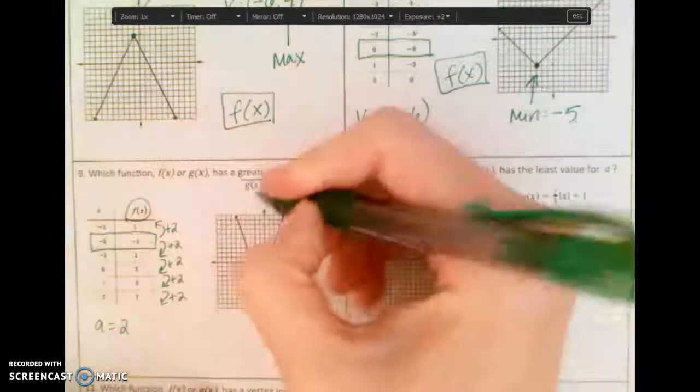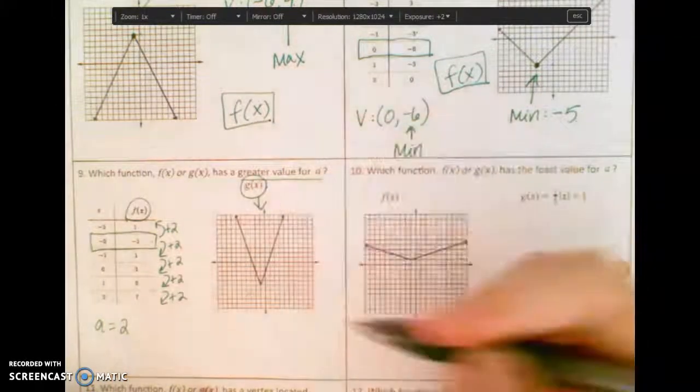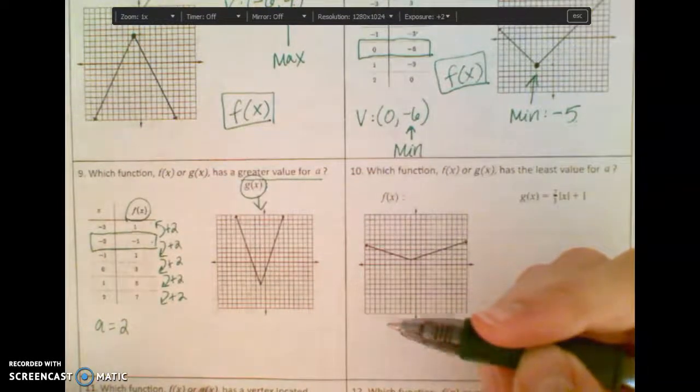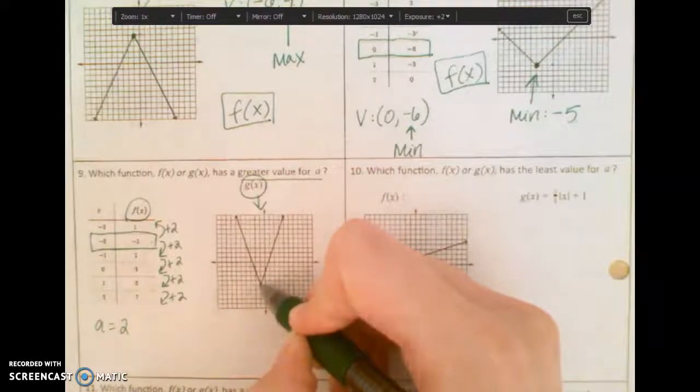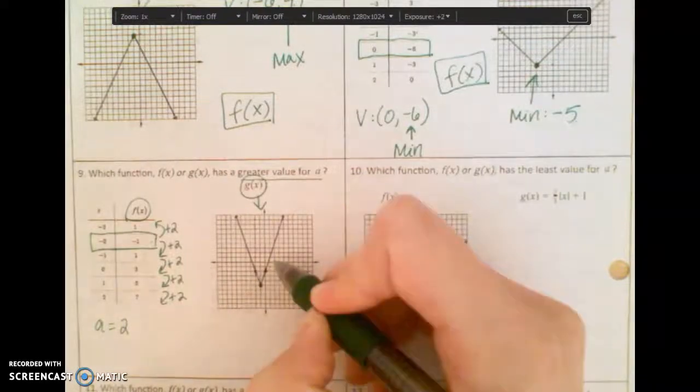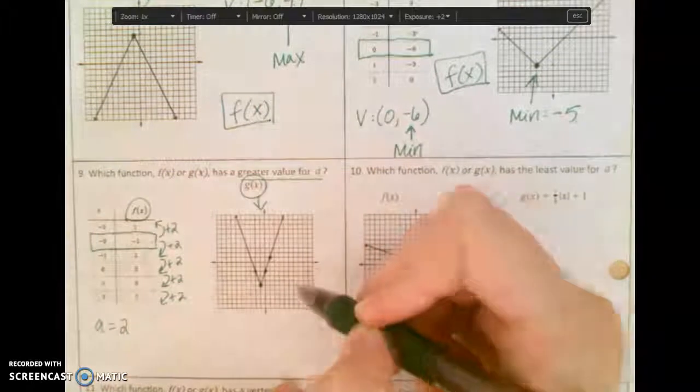Now for the function g of x, what's my a value? Well, we need to calculate or find the slope here. So I start at my vertex and I look at my other nice points and I count the kind of slope.